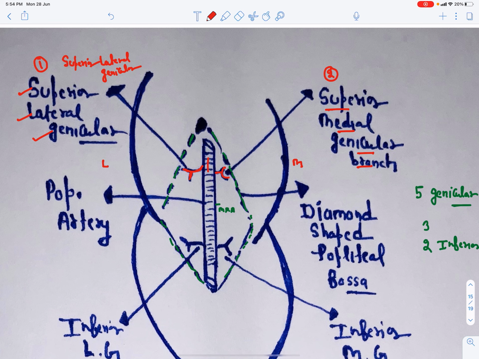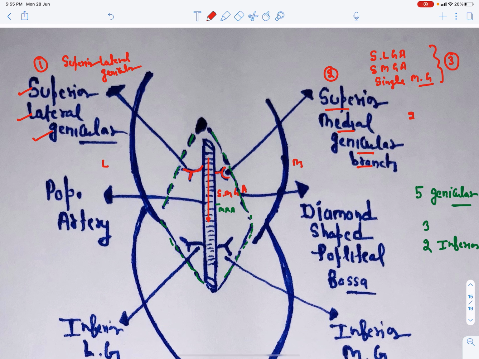So this one is the single medial genicular artery. Like this, three are in the superior aspect: one is the superior lateral genicular artery, then the superior medial genicular artery, then the single medial genicular artery. These are present in the superior aspect.